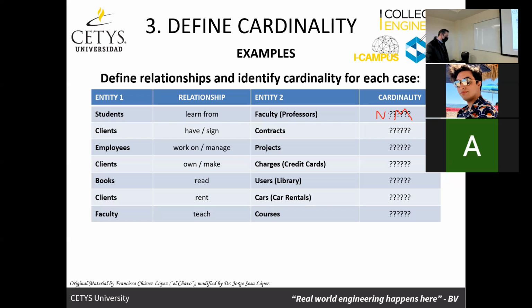So you've got a realtor, and a realtor is going to have a series of houses that he or she can sell, but those have clients and those can also be sold by other realtors. So that could be an example of a many-to-many relationship. So here with clients and contracts, it could be any of the three, depending on the specific situation that we're analyzing.